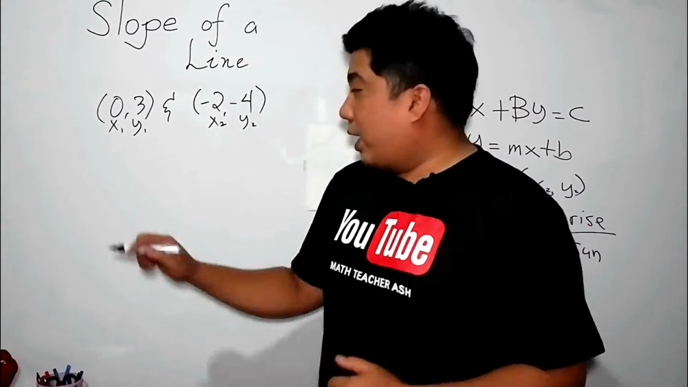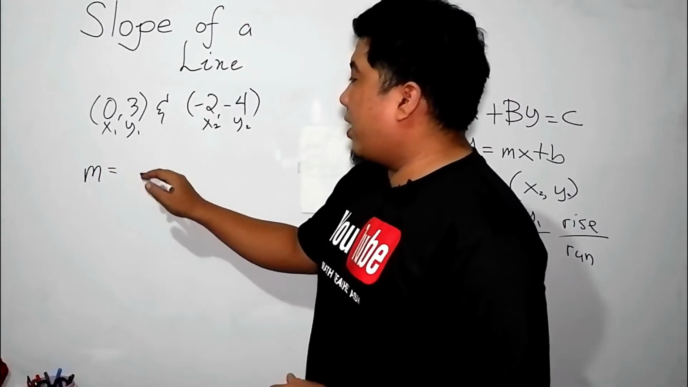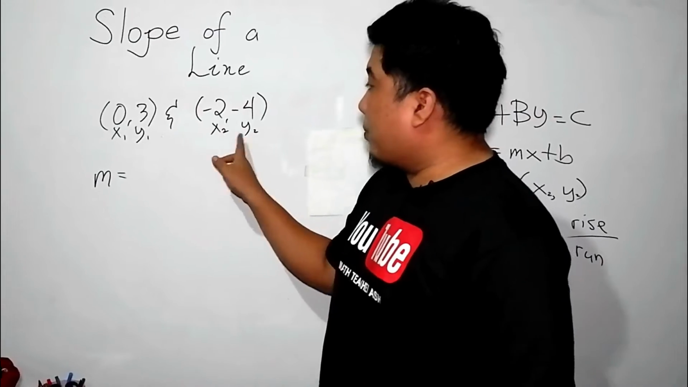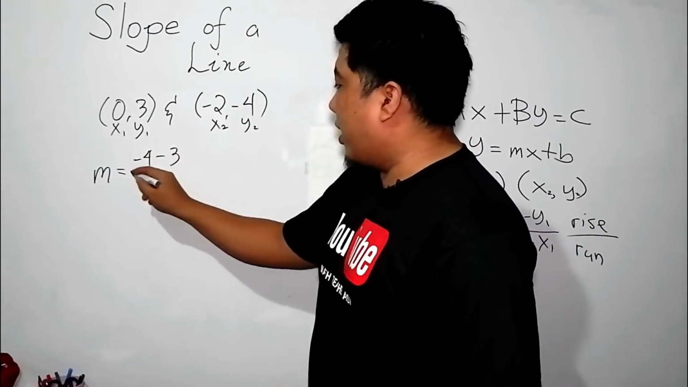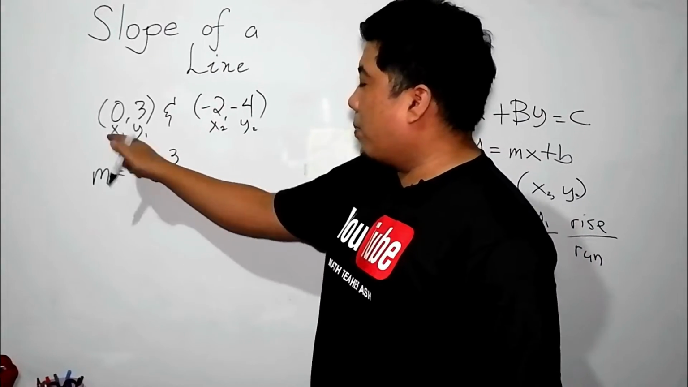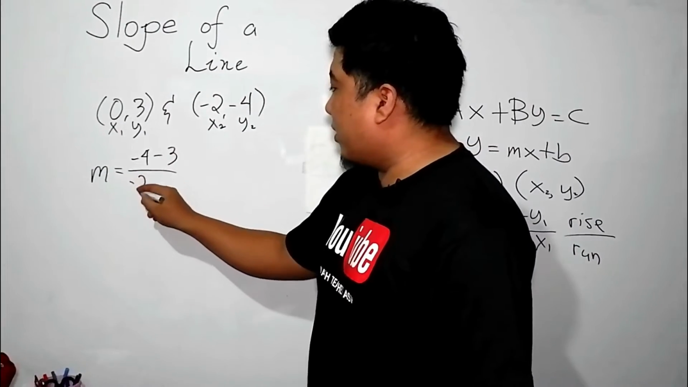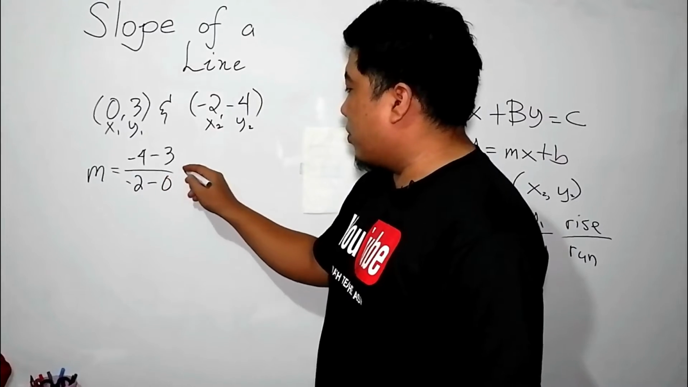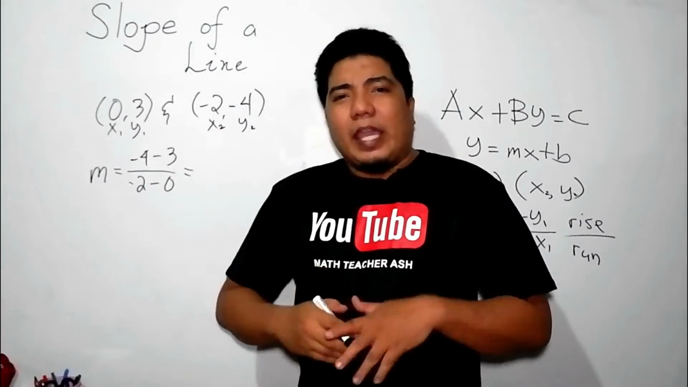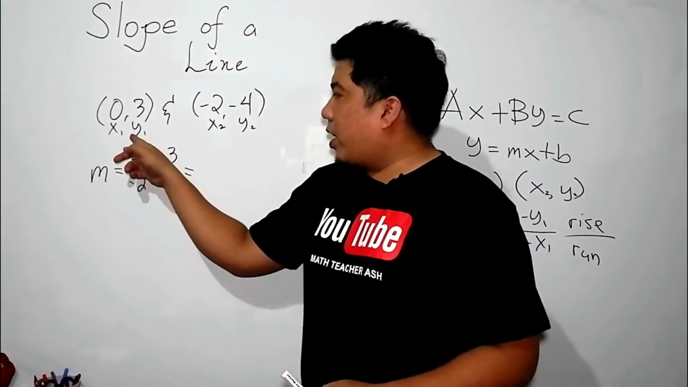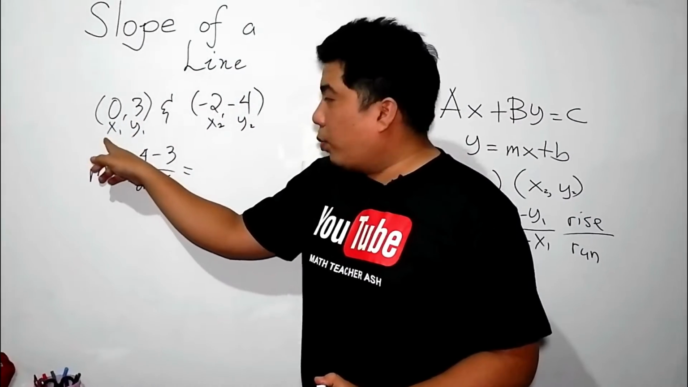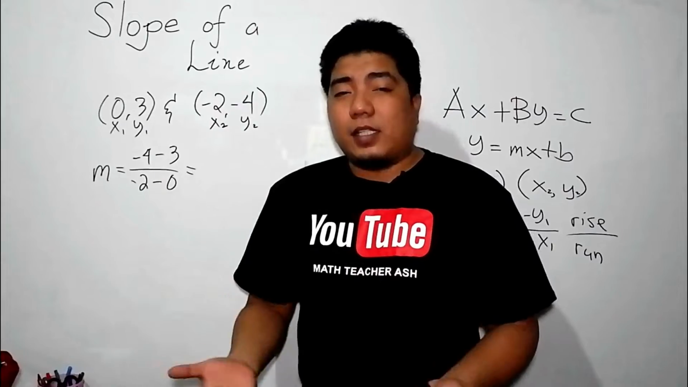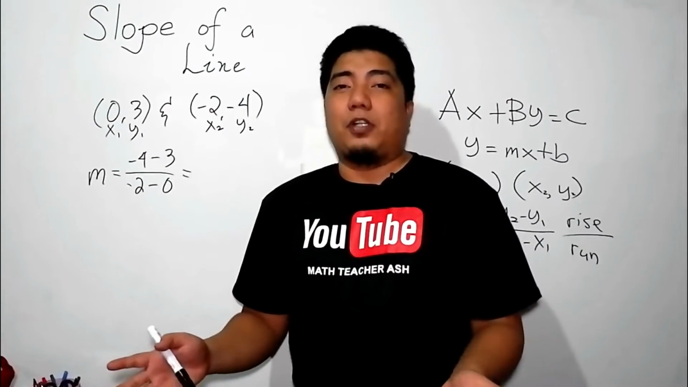So, what you will do in getting your slope is you just subtract y sub 2 minus y sub 1. That is negative 4 minus 3. And then x sub 2 minus x sub 1. That is negative 2 minus 0. Now, in any case, if you started with here, subtracted to here, and then you follow with here, subtracted to here, it's just the same answer, my dear math learners.